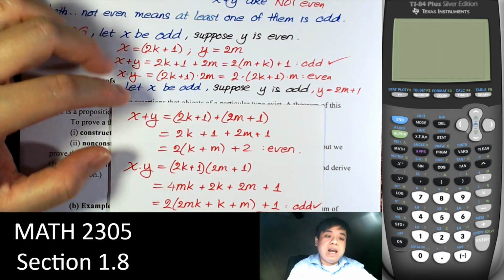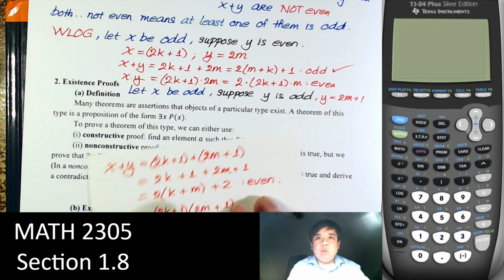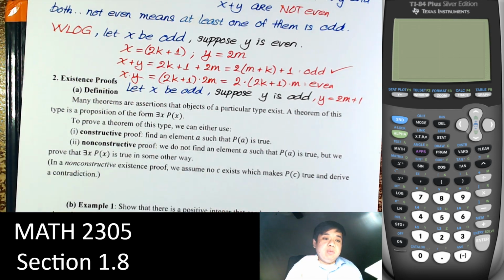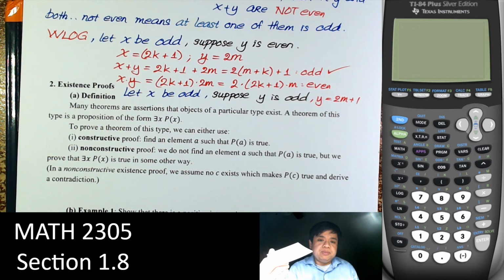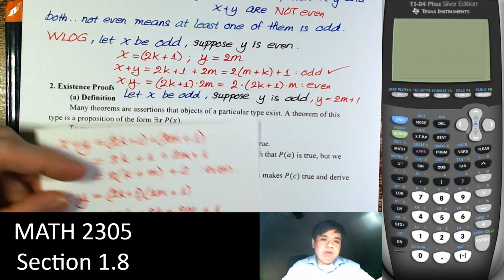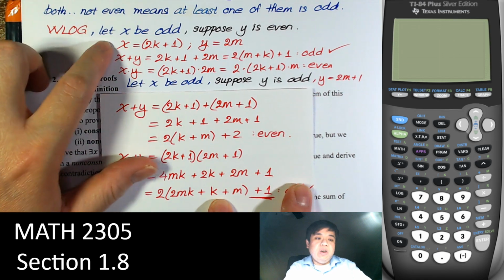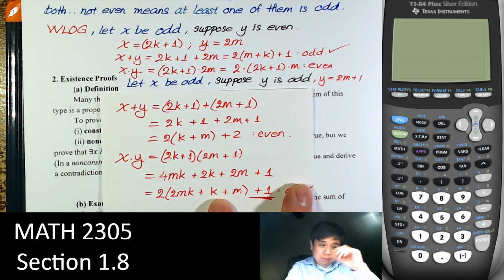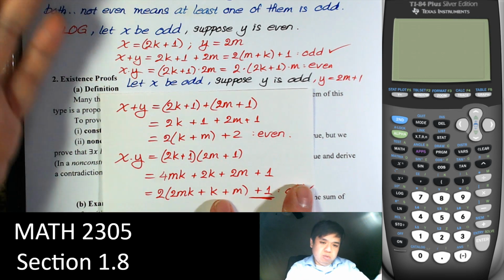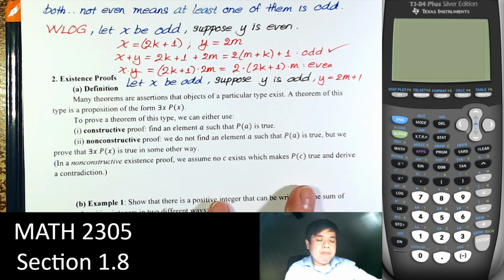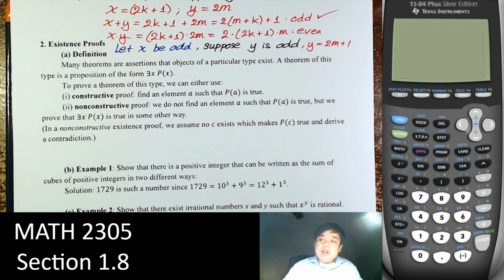But we assumed that x is odd. Of course, we said without loss of generality, if y is odd, we can do the same thing. So that's how the proof goes, right? When we write it like this, we don't have to consider the case when y is odd, because we prove it the same way. Right, so that is the first proof.